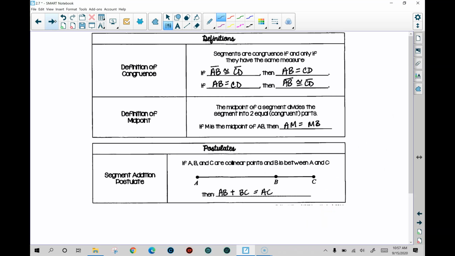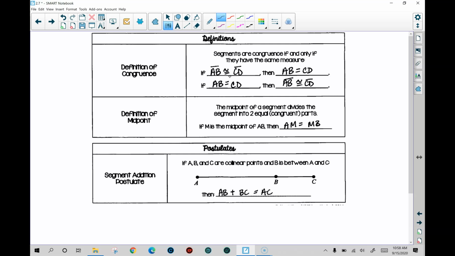Definition of congruence. So congruence, right? Same shape, same size, right? If segment AB is congruent to CD, then AB has to equal CD in size. And if AB equals CD, then segment AB has to be congruent to segment CD. So it's just saying congruence, same shape, same size.